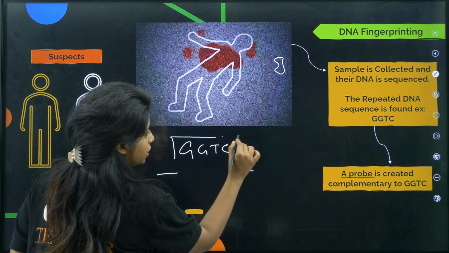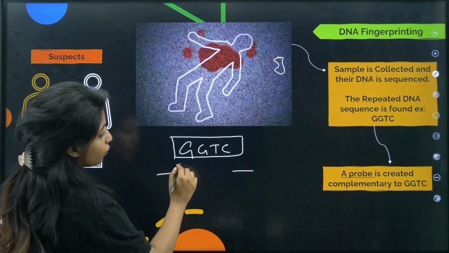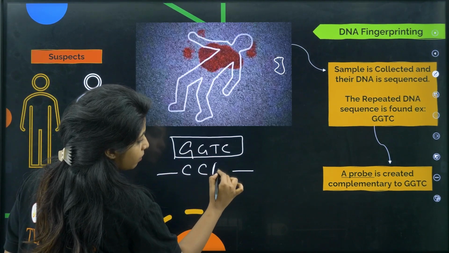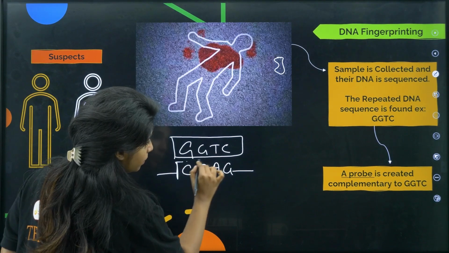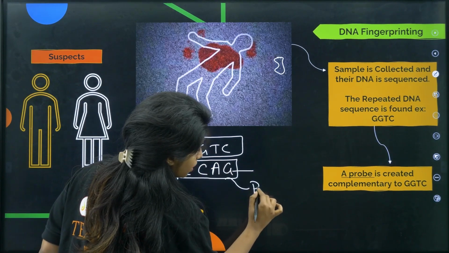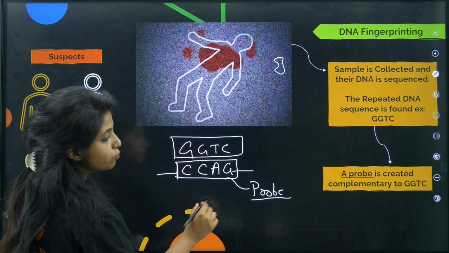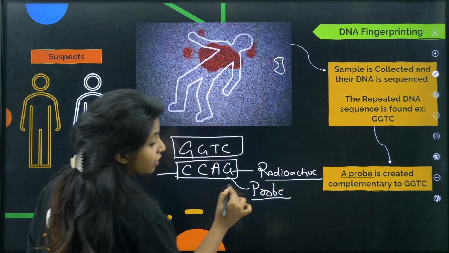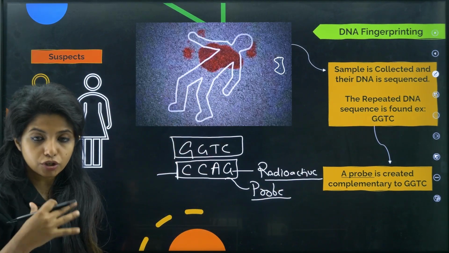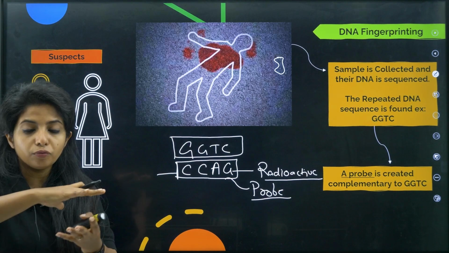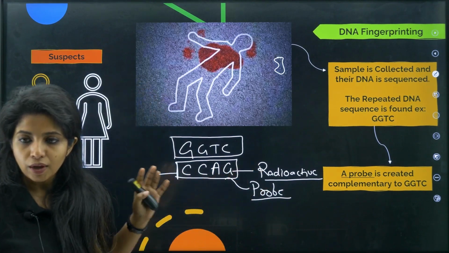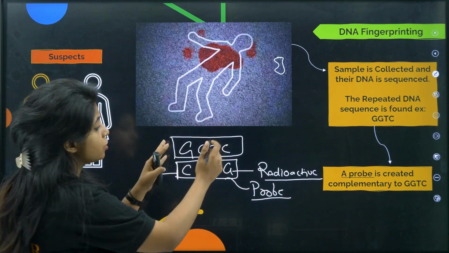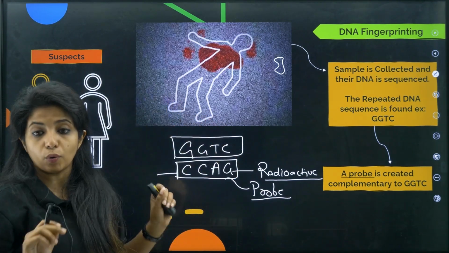So we know GGTC is the thing. Now we are going to make a complementary strand. So G, here it will be C. Here also it will be C, here it will be A, here it will be G. So I have made a complementary probe over here. This probe, children, is radioactive. It will show up, it will have a different color when you view it under an autoradiography machine. So I have made a complementary probe such that it can go and attach to the GGTC sequence if at all it is found there.